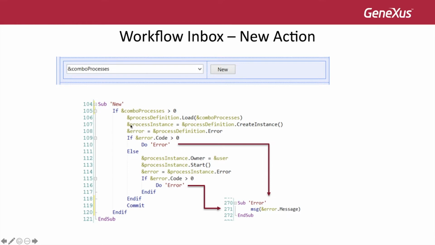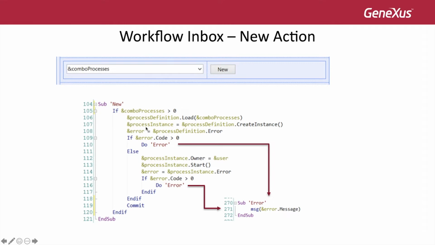In this subroutine, we are going to have a variable of the workflow process definition data type, and we'll execute the load method of this process definition data type. This function loads a process definition into this variable. Which process definition? The one passed by parameter, in this case, the one selected at the combo box.